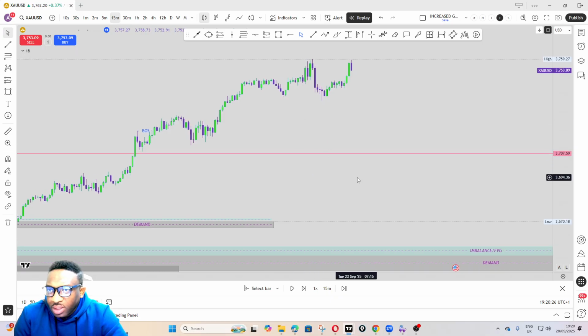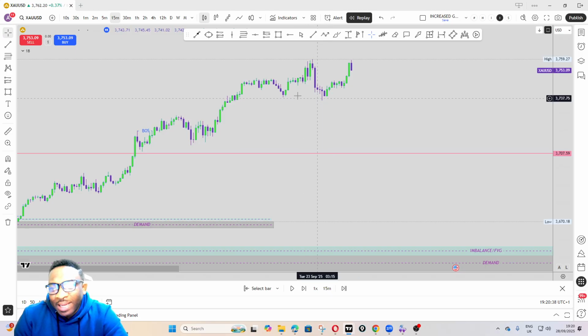So we can see that this low, is it taken out? Not yet. It's not completely taken out because we need to have a body close below this low point that was put in. At the moment, it was just a wick, just telling us equal lows and then a liquidity sweep. That's another topic on its own. So we continue to play this and see how this will come out.